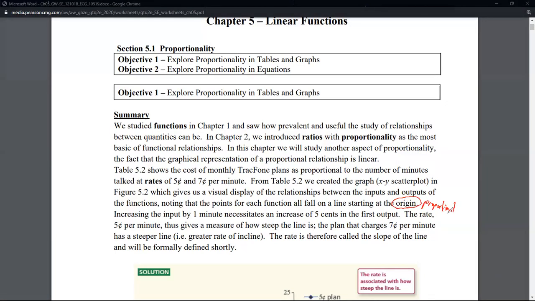Because 0 and 1 is 0 in the other. 0 minutes means you pay 0 cents. So when your lines start at the origin, they're proportions. When they don't, they're not. That's the end-all be-all of whether lines are proportions or not.